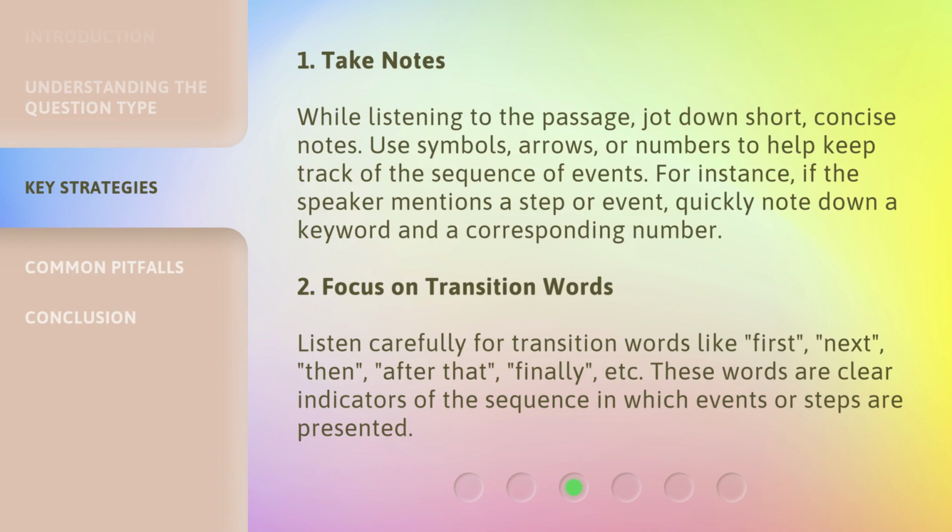1. Take notes. While listening to the passage, jot down short, concise notes. Use symbols, arrows, or numbers to help keep track of the sequence of events. For instance, if the speaker mentions a step or event, quickly note down a keyword and a corresponding number.